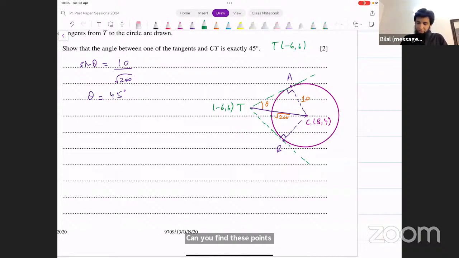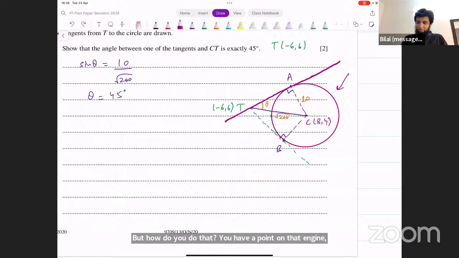One possibility could be that you have the equation of the circle already. Equation of the circle is given. And if you can somehow find the equation of this tangent, but how would you do that? You have a point on that tangent, but you do not have the gradient of the tangent. Do we have that? We don't. Okay, so finding the equation of the tangent is going to be quite complicated.